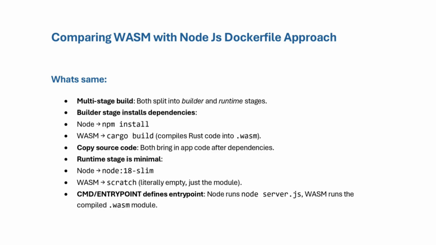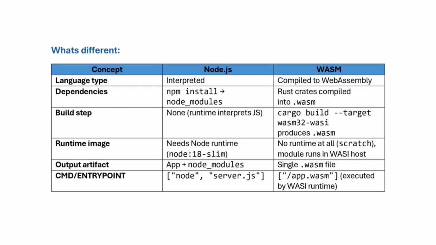Runtime stage is minimal. In Node, it was node:18-slim. In WASM, it is scratch, literally empty, just the module. CMD or entry point defines the entry point. Node runs node server.js. WASM runs the compiled .wasm module. So what's different? Language type. Node.js is an interpreted language. WASM is compiled to WebAssembly.